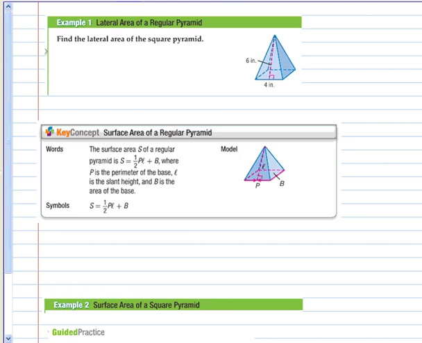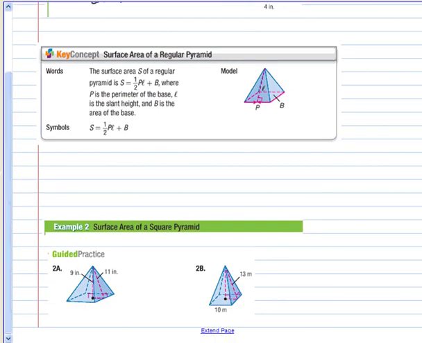So find the lateral area of this square pyramid. Lateral area, 1/2 the perimeter times slant height. So 1/2, what would be the perimeter of this one? 16. 4 inches, 4 of them going around, 16. What is the slant height? 6. I made it too easy. What's half of 16? 8. What's 8 times 6? 48 inches squared. See, geometry is always just easy.